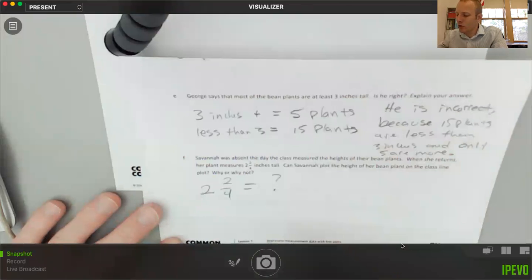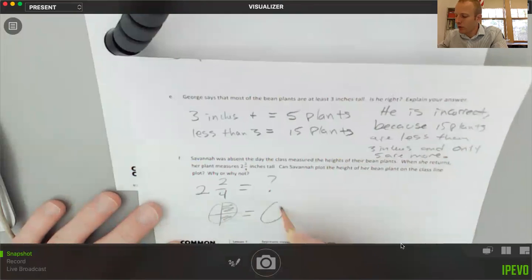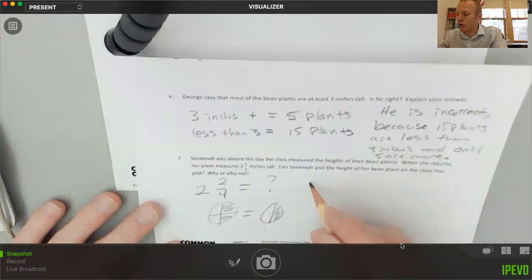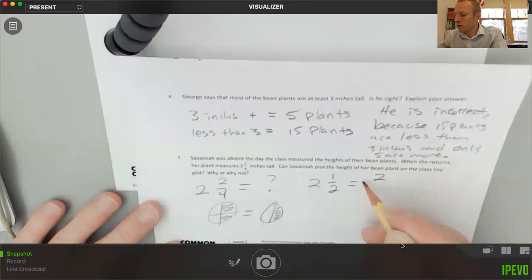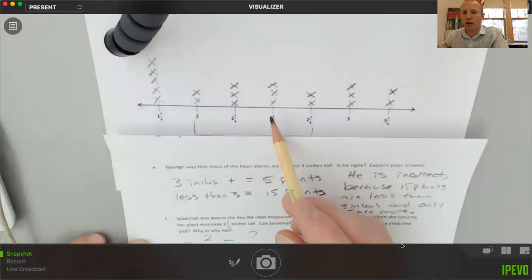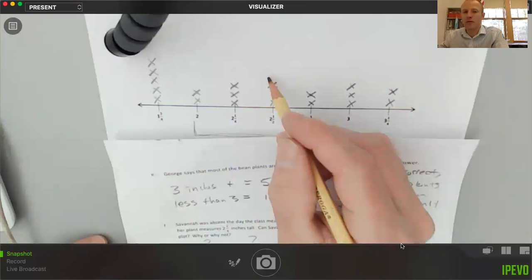Well, we know that 2/4 equals 1/2. 2/4 is another way to say 1/2. So we could say 2 1/2 equals 2 2/4. And in that case, we do have 2 1/2 on the line right there. So Savannah's point would get put up there.